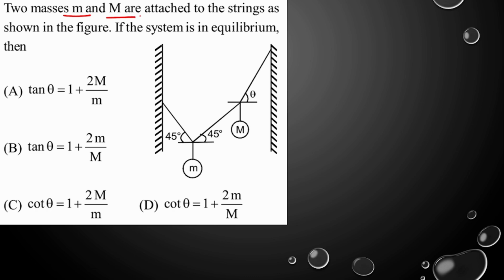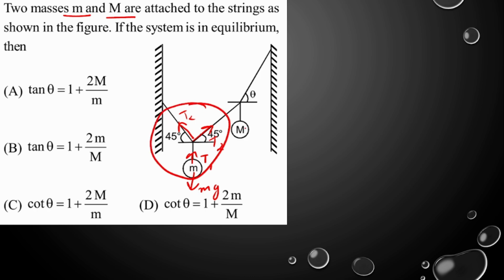Two masses small m and capital M are attached to a string as shown in the figure. The system is in equilibrium. Then what is the angle? Here you can see mg will act downward, so this will be T1, let me say this will be T2, and this must also be T2, because these two strings are making the same angle, meaning the tension in both the strings must be equal.